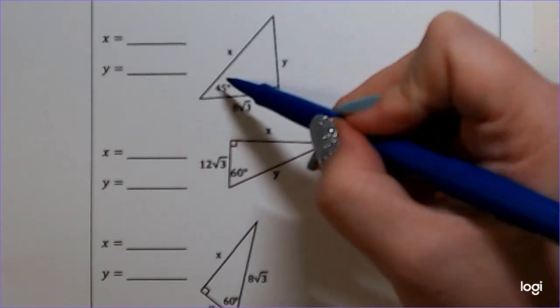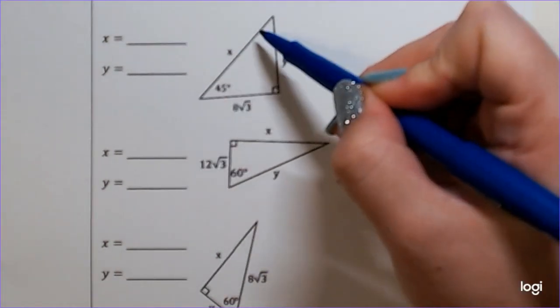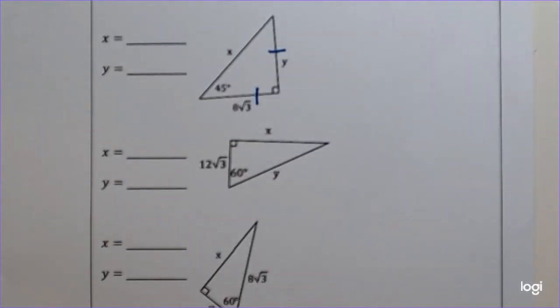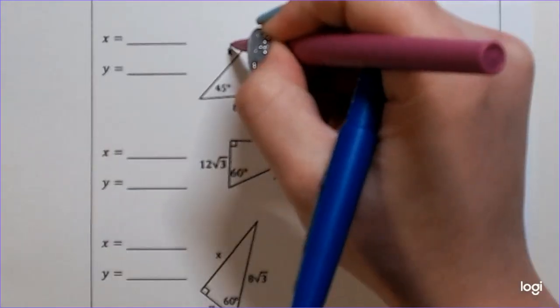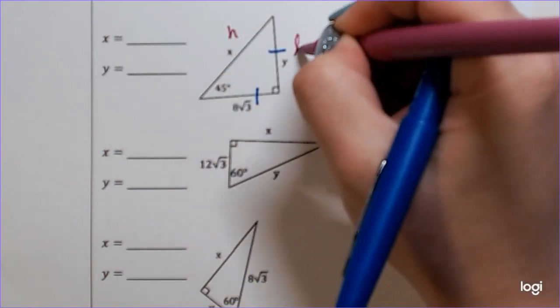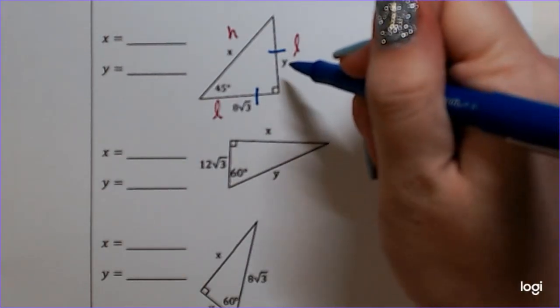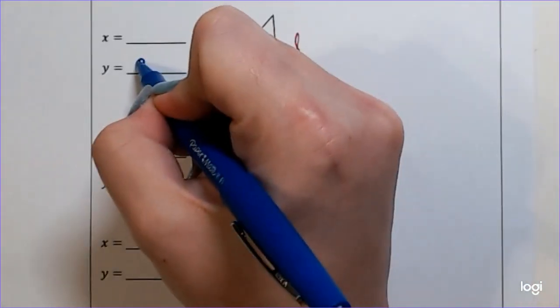Same thing with this one. This is a 45, so that means this also has to be a 45, which means these two sides have to be the same. We mark the hypotenuse, opposite of the 90, and these are both legs. Well, that makes finding y very easy because we know it's exactly the same.